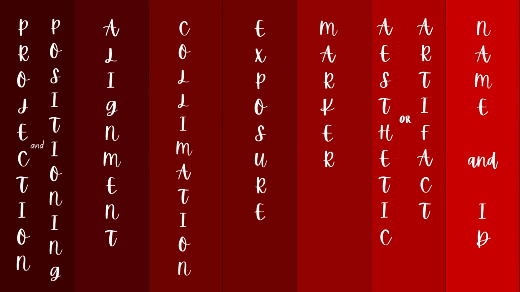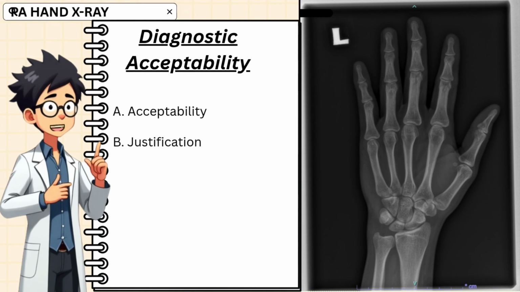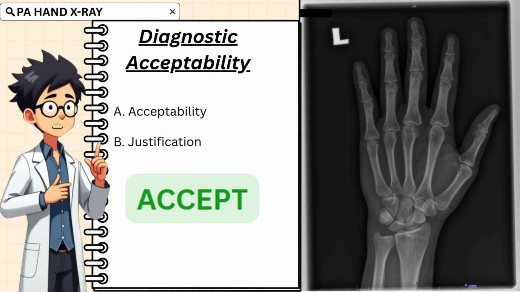After completing the evaluation from P to N using the PACEMAN method, it's now time to determine the diagnostic acceptability of this PA hand image. Based on the evaluation, this radiograph is considered acceptable. The image demonstrates correct projection and positioning, appropriate exposure factors, proper collimation, visible anatomical markers, and includes all necessary patient identification details. No repeat examination is required.